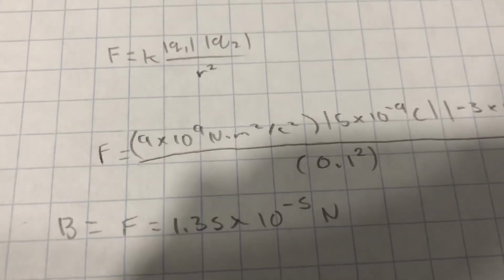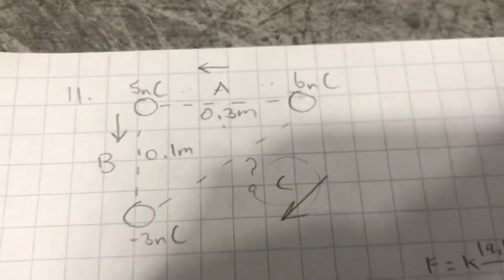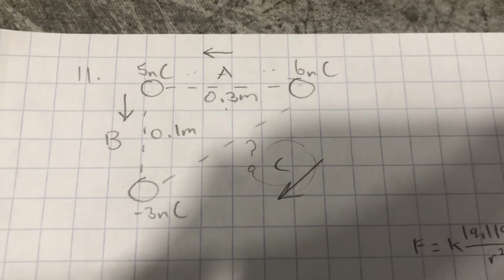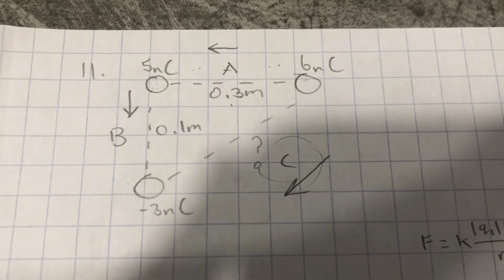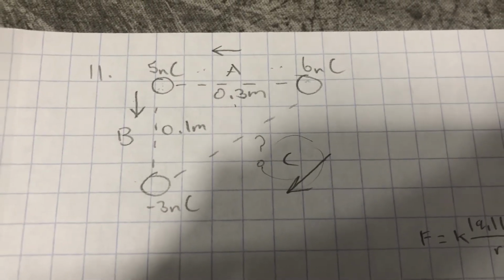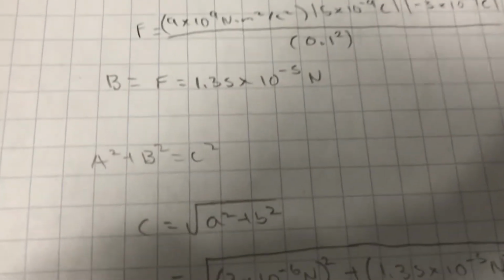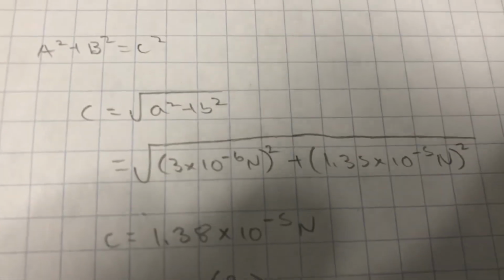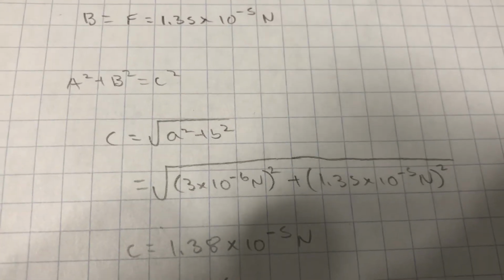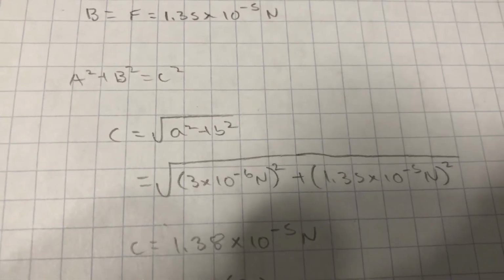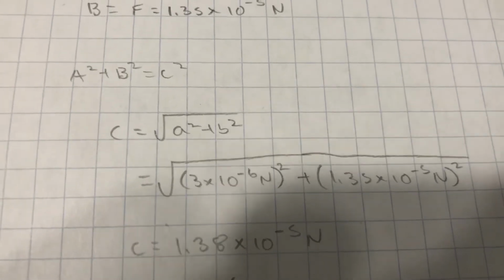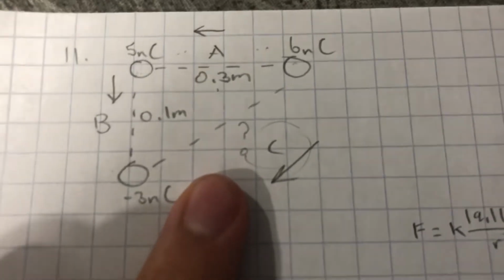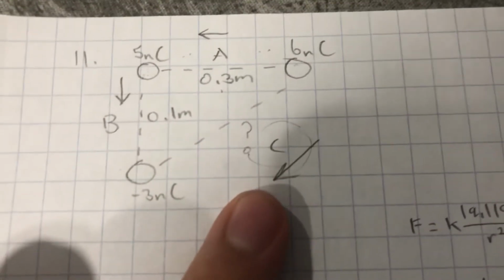And so now that we found both forces, since this is a triangle, to find the force of C, we can do A squared plus B squared equals C squared. So C is going to equal root A squared plus B squared. And so you can see that right here. If I plug my numbers in, I'll get about 1.38 times 10 to the negative 5 newtons. And so we found the magnitude, right? But now we need to find direction.